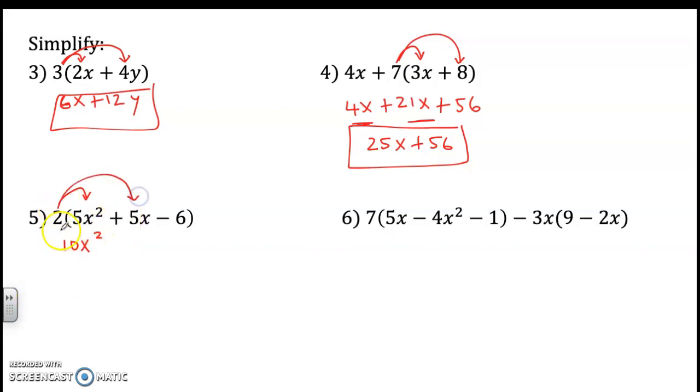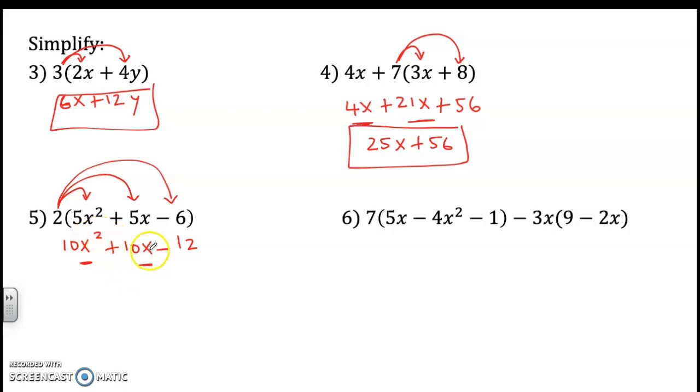2 times 5x, 2 times 5 is 10x. 2 times negative 6, positive times negative gives me negative. 2 times 6 is 12. Now, after I multiply, can I combine like terms? No. Even though I have an x and an x here, they have different exponents.